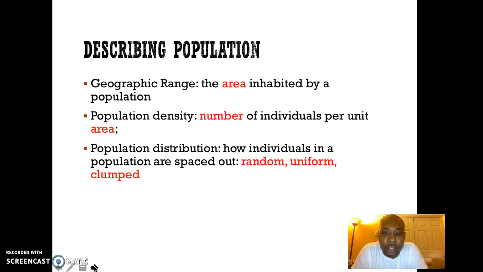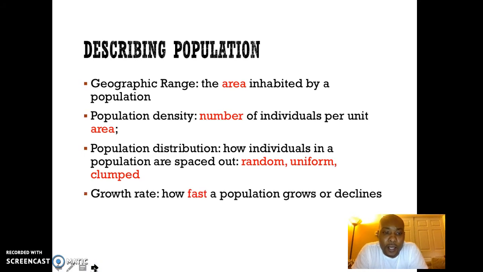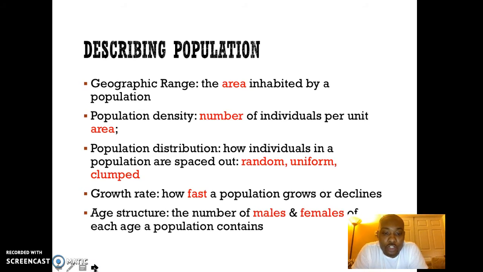Random means that the individuals are randomly distributed in an area. Uniform means that there's a regular pattern to how the organisms are arranged in an area. And clumped means that the organisms are clumped up, or basically packed in a particular area. The growth rate refers to how fast a population grows or declines. And the age structure refers to the number of males and females of each age a population contains.